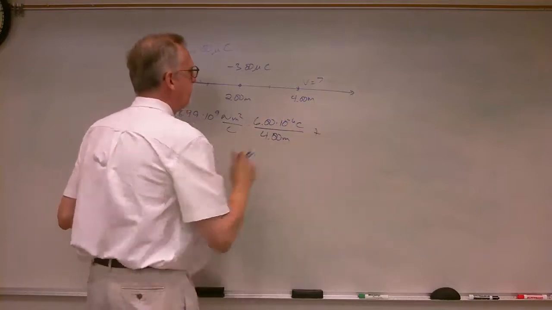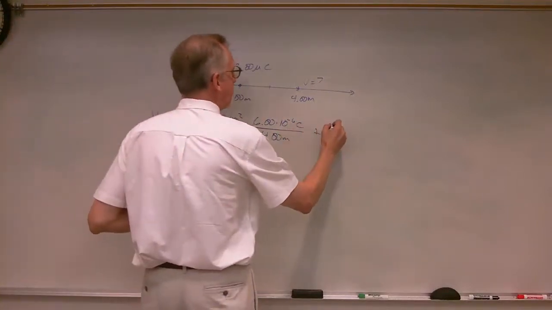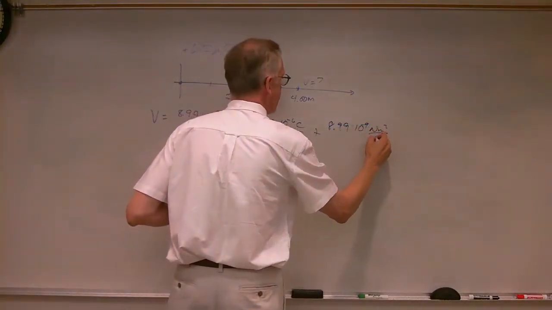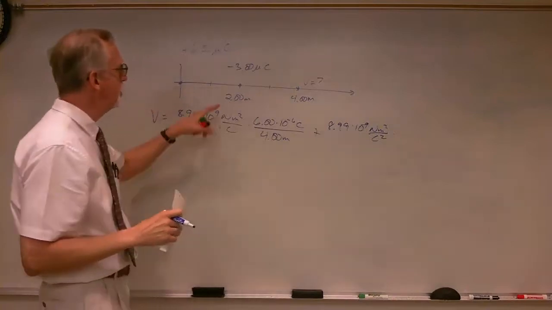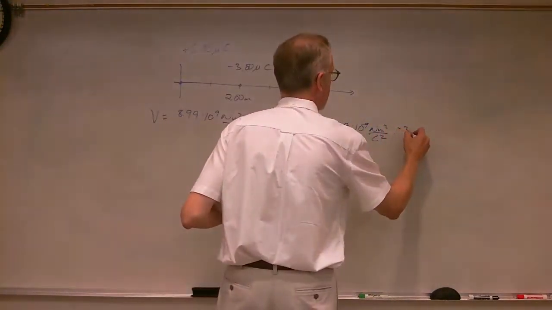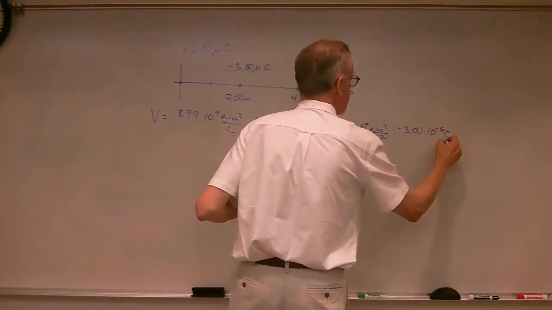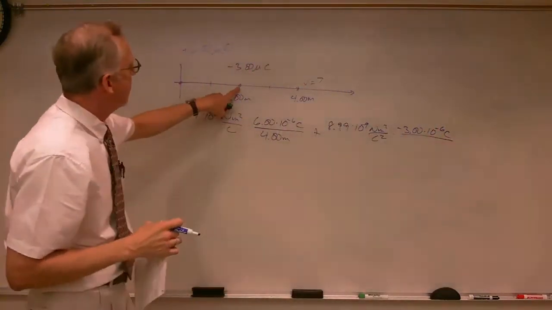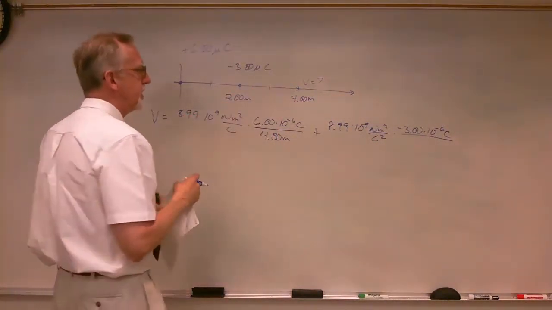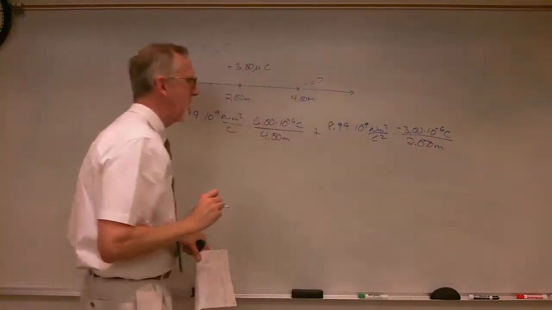plus the potential due to this charge, which will be kq over r, 8.99 times 10 to the 9th newton meter squared per coulomb squared, times q. Q in this case is minus 3 microcoulombs, minus 3 times 10 to the negative 6 coulombs over r. R for this charge is going to be this distance from 2 meters to 4 meters, which is just 2 meters.